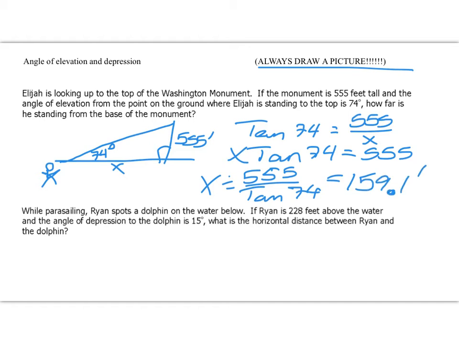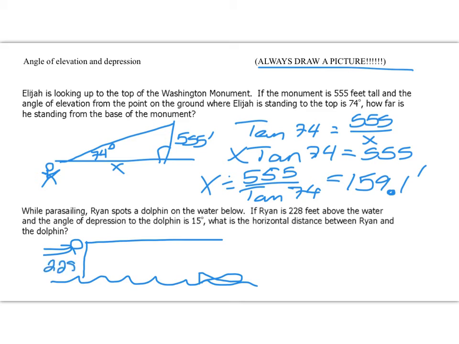Okay, well, parasailing. So here we go. Now he's parasailing. Ryan spots a dolphin in the water below. If Ryan is, this is the water, 228 feet above the water, and the angle of depression to the dolphin is 15. So this is 15 degrees, which means this over here is 228 feet as well. What is the horizontal distance?